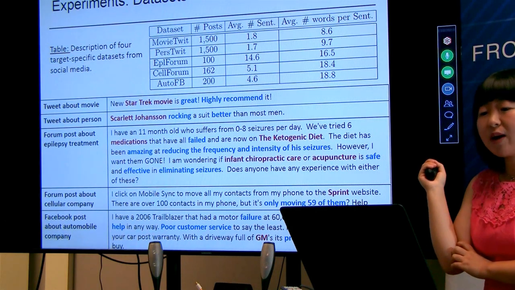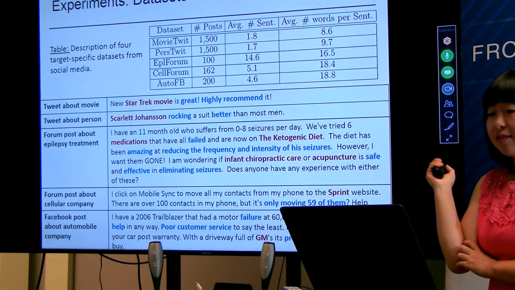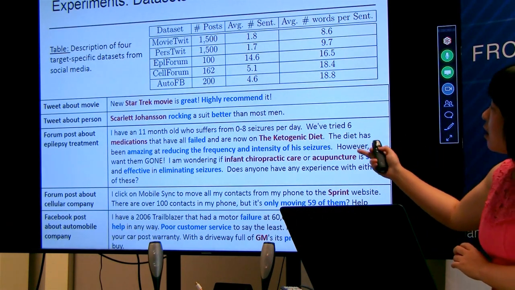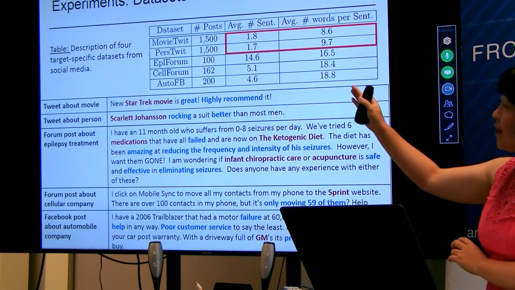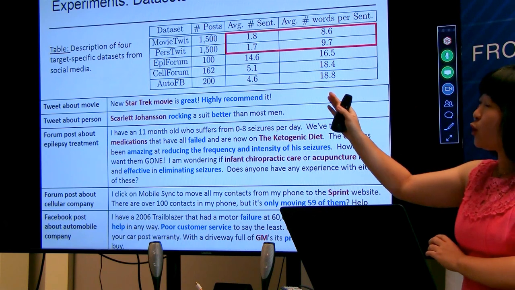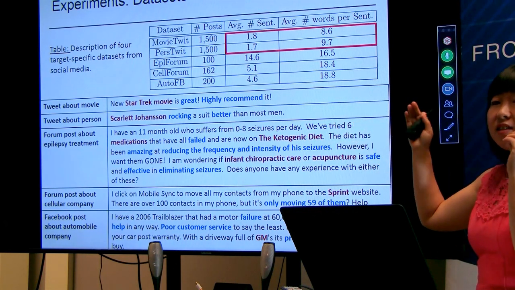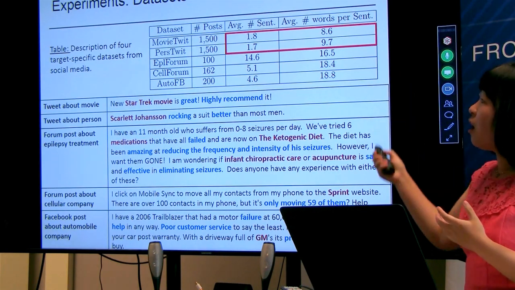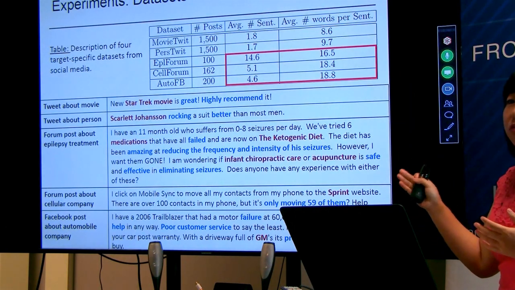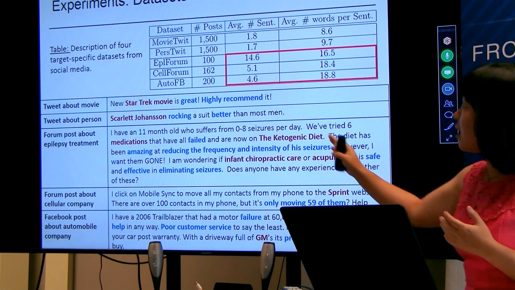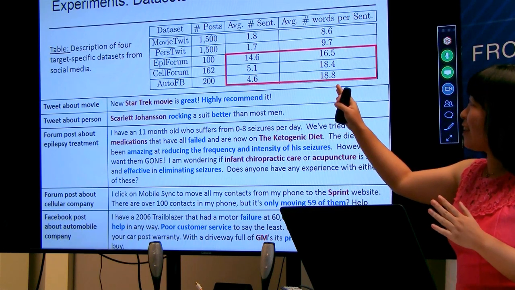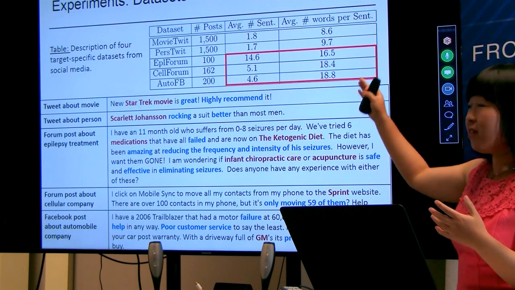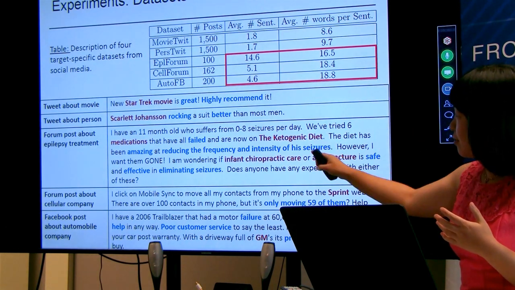And then we conduct experiments on five different data sets. Two Twitter data sets, one talks about movies, the other one talks about persons. If we observe these five data sets, we can see that the Twitter data sets usually contain only one or two sentences, and these sentences are short. However, the other three forum or Facebook posts contain a lot of sentences in each post, and the sentences can be very long, like the example shown here.